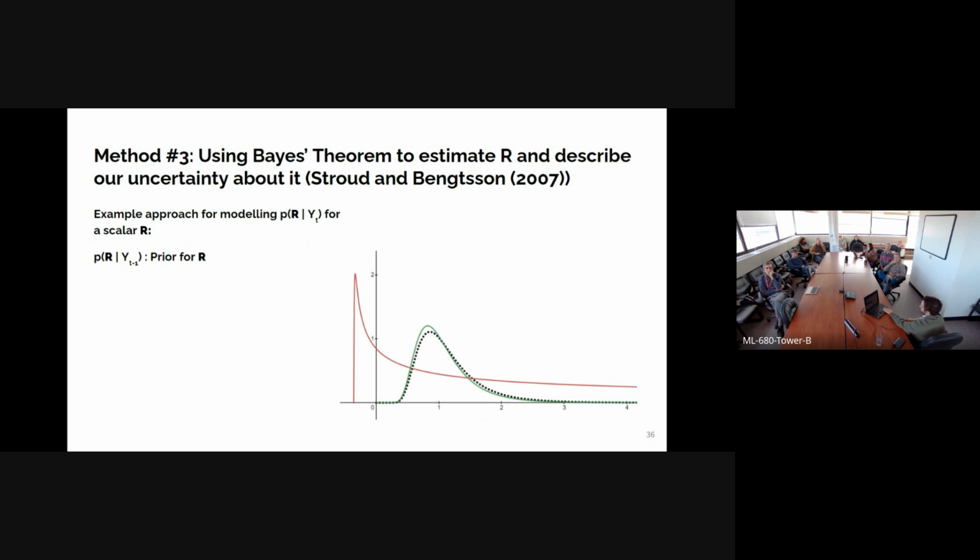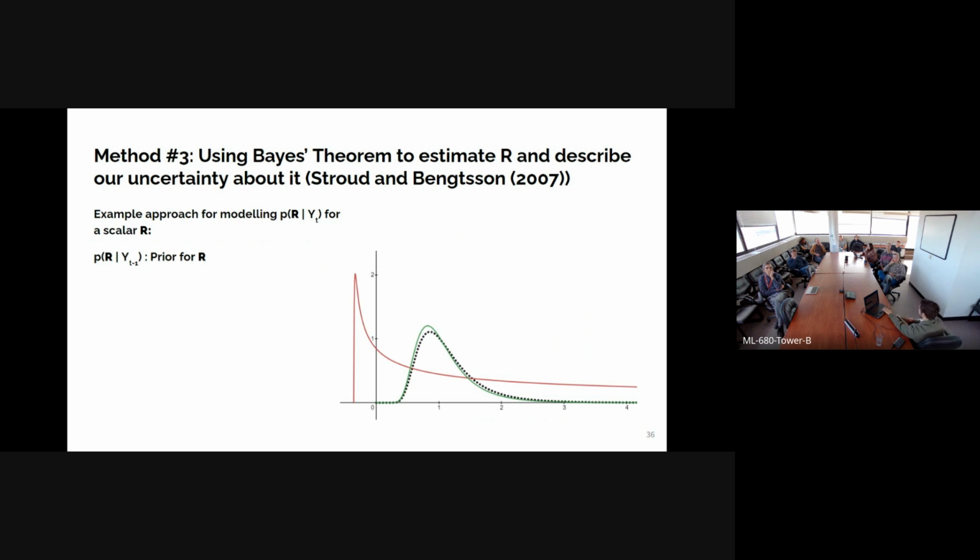For example, we can start out modeling our belief, our uncertainty about what R is, with an inverse gamma. There are a few nice advantages to this. Among them, inverse gammas are always going to be positive definite, so there's no chance of accidentally getting estimates of the variance that are negative, which doesn't make any sense.